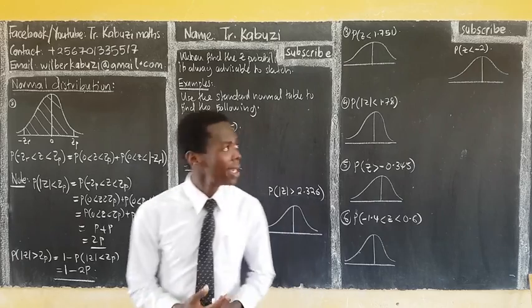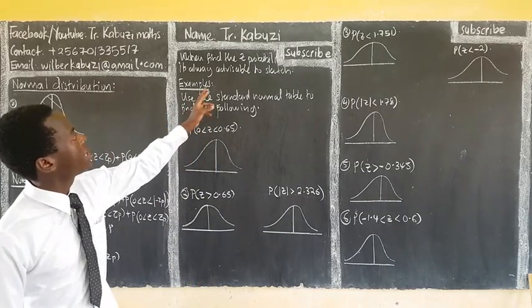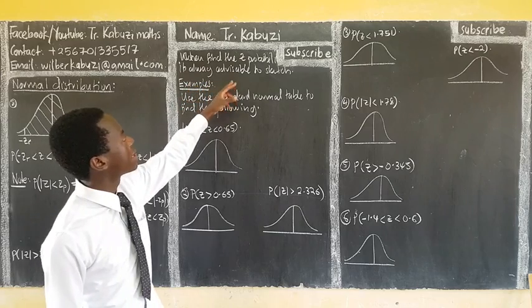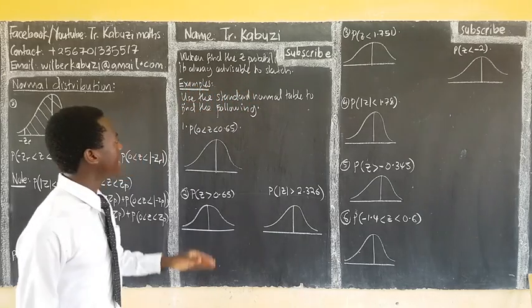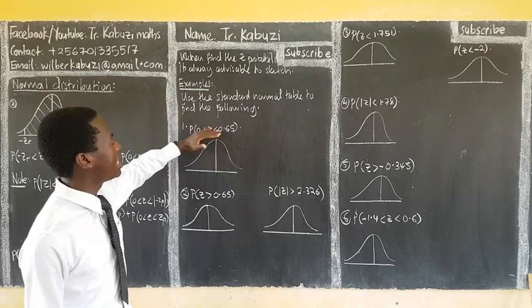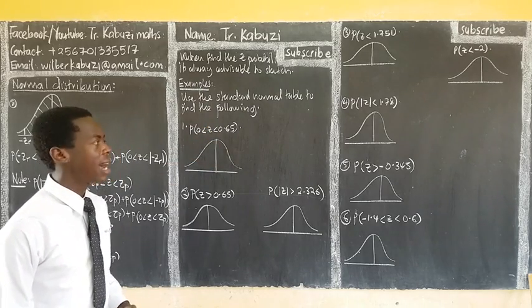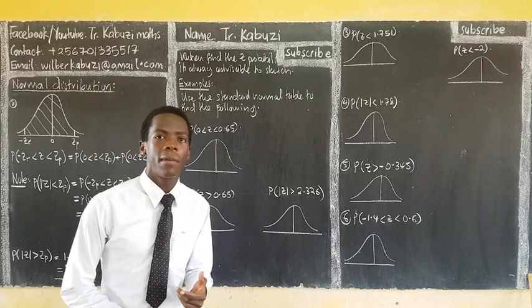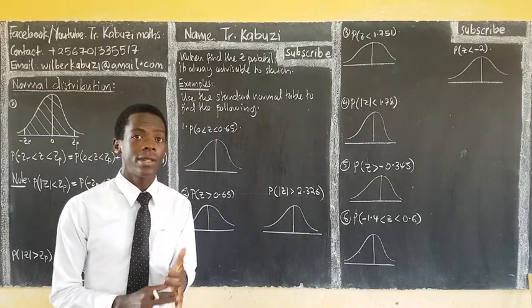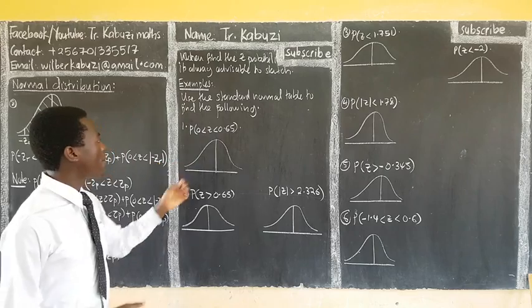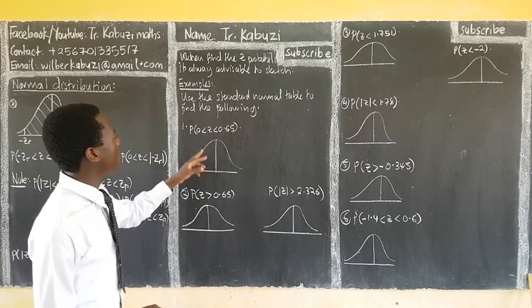Let us get some notes. When finding Z probabilities, it's always advisable to sketch, so when the question is like this, it's better you do a sketch. Now I'm going to show you how you read it from a table and how you use a calculator to get these values. From here, they want the value from 0.